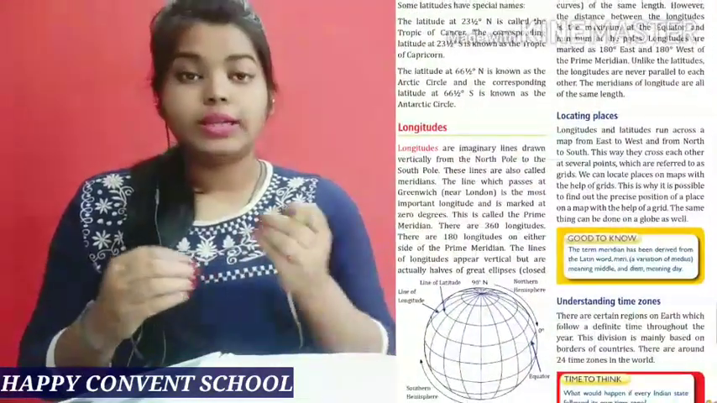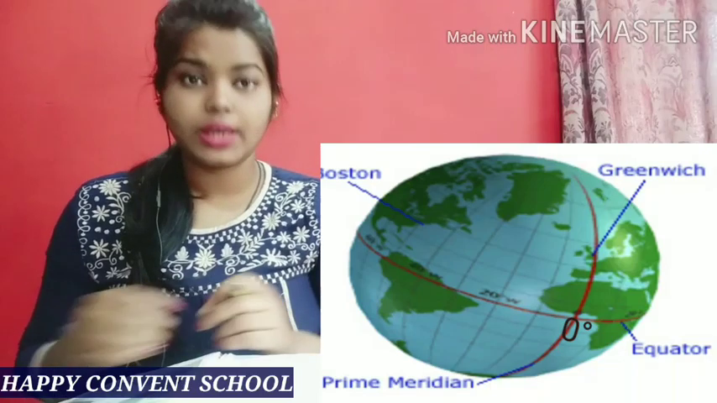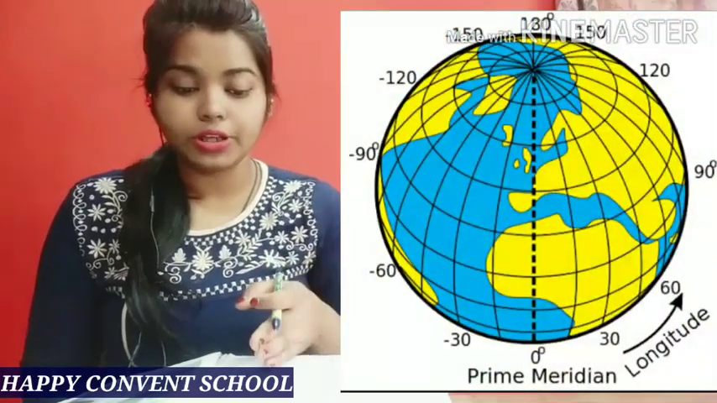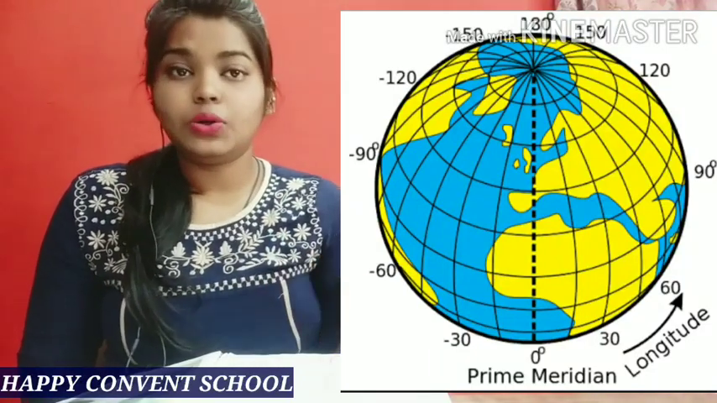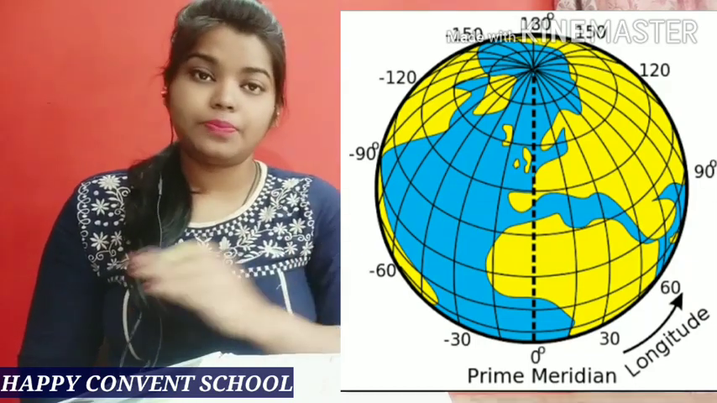So the line, or you can say the longitude, which passes at Greenwich near London is the most important longitude. Okay, and it is marked at 0 degree. So that particular longitude is called the prime meridian. So there are in total 360 longitudes present. On either side of the prime meridian there are 180 longitudes.